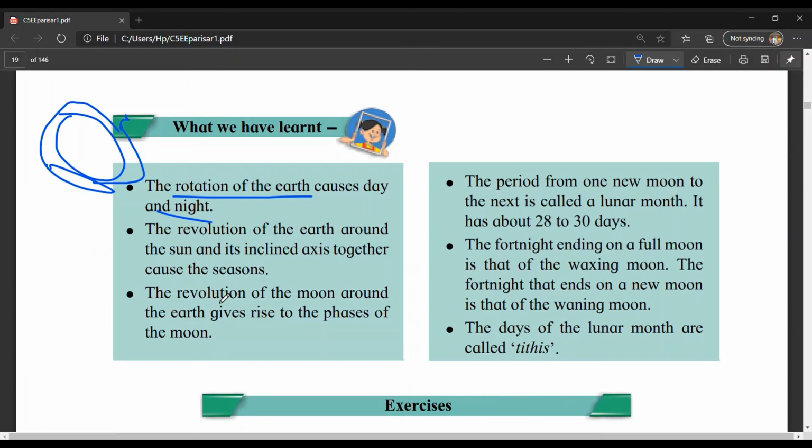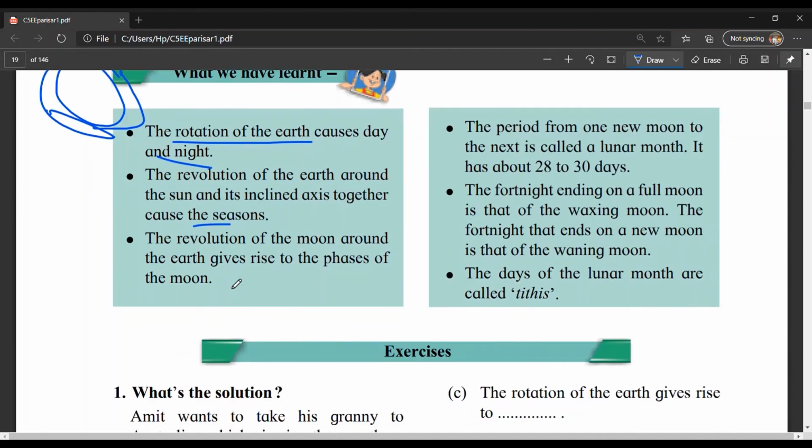The revolution of the earth around the sun and its inclined axis together cause the seasons. How do we get the seasons? Whenever the earth revolves around the sun, and its axis is inclined, that is the reason why we get seasons. We get different seasons, as I told you, the 6 seasons which I mentioned. What are those? Vasant, Grishma, Varsha, Hemant, Sharad, and Shishir.